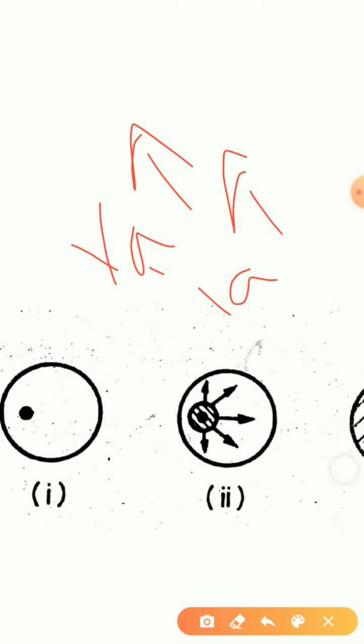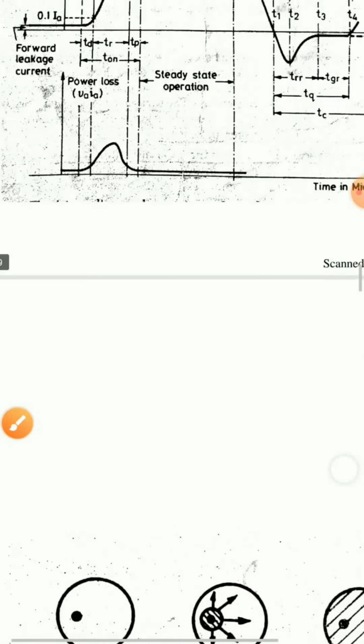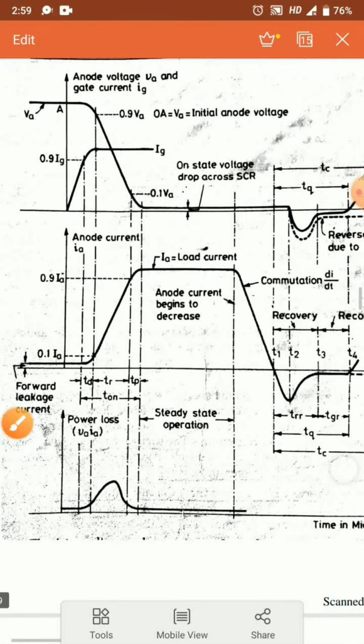Now as we have seen in the graph, the value of VA and the value of IA are high, that is VA IA power losses will be high in this second period, that is in rise time, and there are chances of local hotspots being formed, and because of this junction J2 can be damaged permanently.